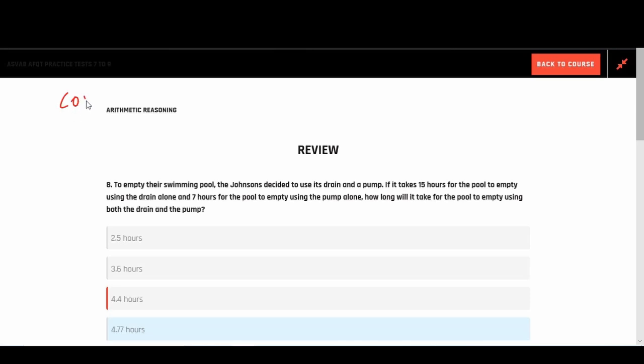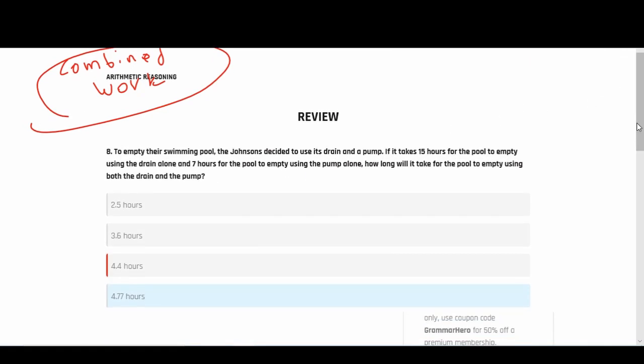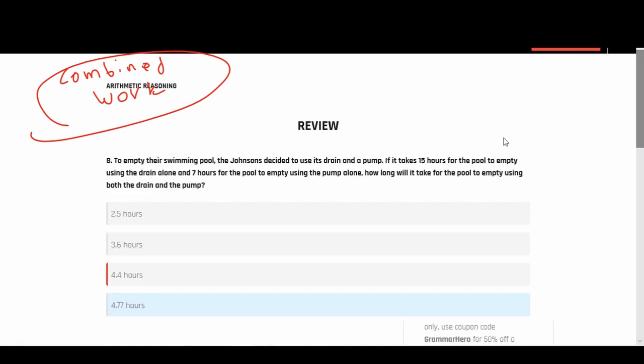This is called a combined work problem, and you have to get comfortable setting these up to be successful on them. Once you see how to set it up, it's easy to do, but that said, these can be difficult to set up, and there are multiple ways to set these problems up.